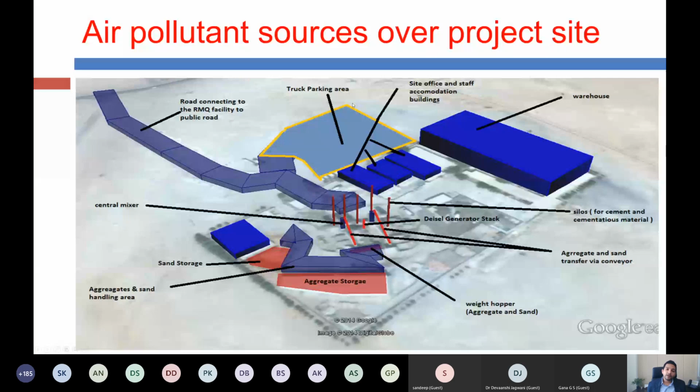There was also a truck parking outside, and this was not a paved surface. So when the trucks are moving on the unpaved surface, the tires roll on this unpaved surface and emissions of particulate matter occur, and those are also considered sources of emissions. Also the road from the main paved road to the facility was not paved, so this was again an unpaved road from where all the materials used to come to the site. So that is also considered as one of the sources of emission.